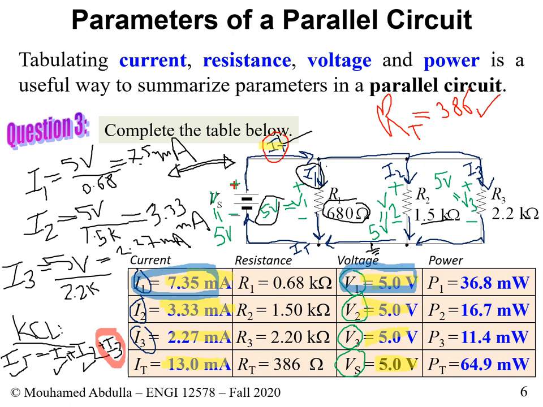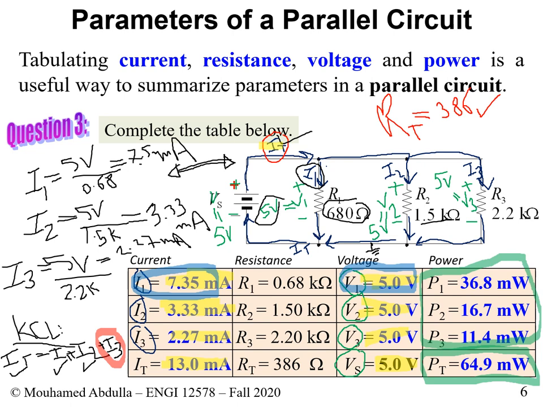In fact, you could have also found this total 65 milliwatts by simply adding these values. We could have simply added these values, and this would have brought us to here as well. And this comes through the concept of the superposition of power. So if you do 36.8, add it to 16.7, and add it to 11.4, this brings us to the total power that we obtained.